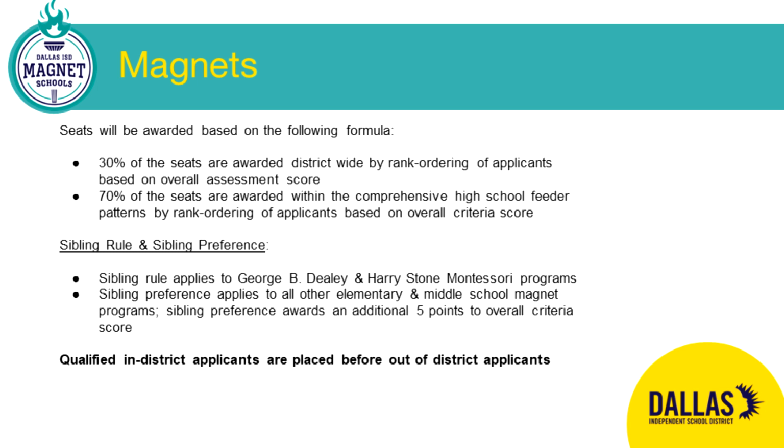So with our magnet process, we also have a sibling and sibling preference rule. Sibling rule applies to our 2 Montessoris, which is Dealey and Stone, where if there is a qualified sibling, that student is given priority. With our other elementary and middle school programs, we have a sibling preference where each application is awarded 5 points if the student has a sibling already attending the school. So we give an additional 5 points to those students on their assessment. I do want to mention that qualified in-district students are placed before our out-of-district students.